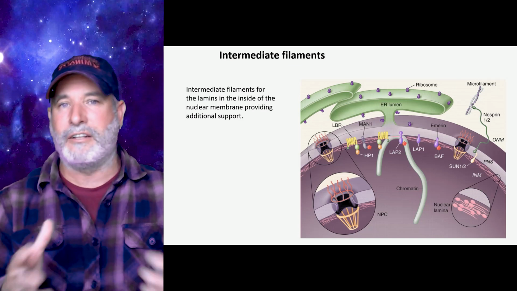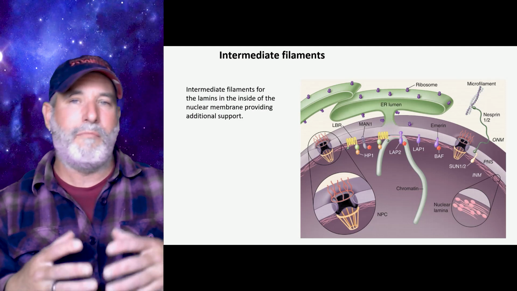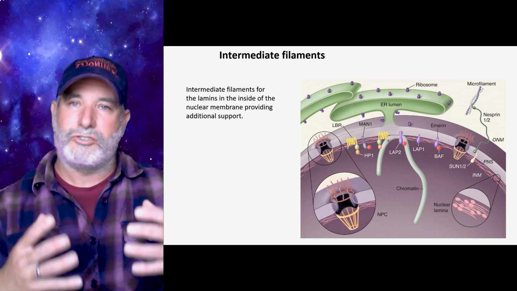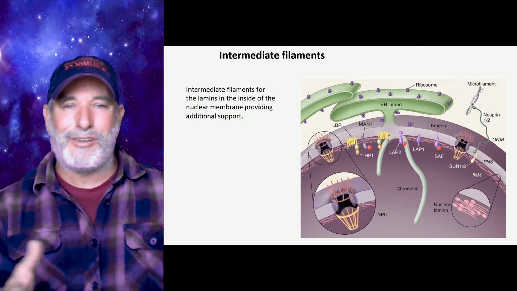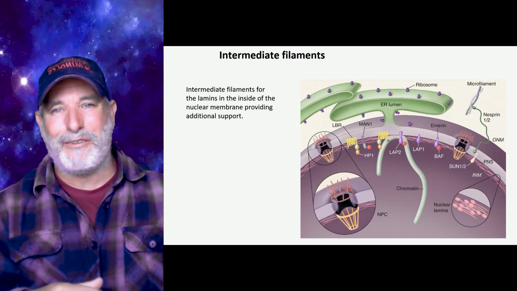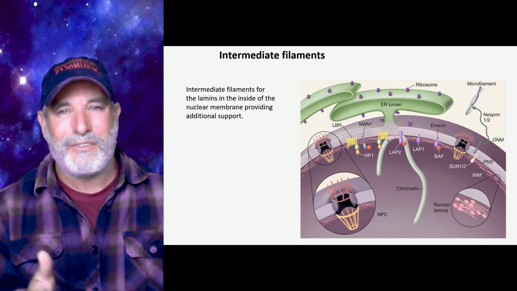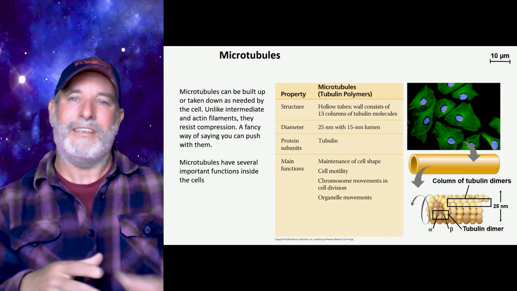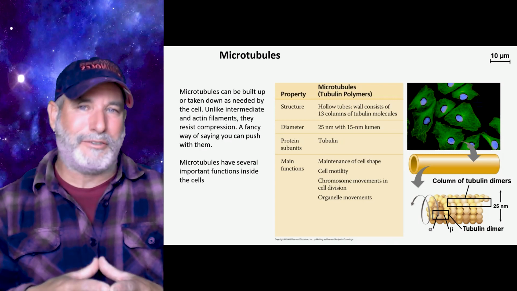And the lamins are intermediate filaments that help make the nuclear envelope stronger. And that's all I'm going to say for right now on the intermediate filaments. I know, not very much, but that's all I'm going to say for now, because I want to talk about microtubules.